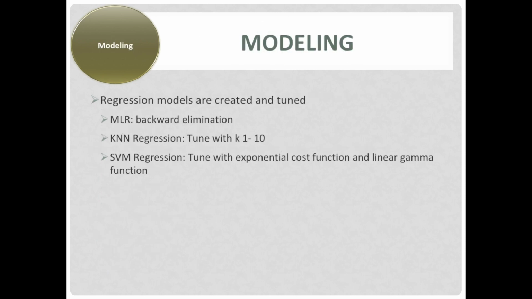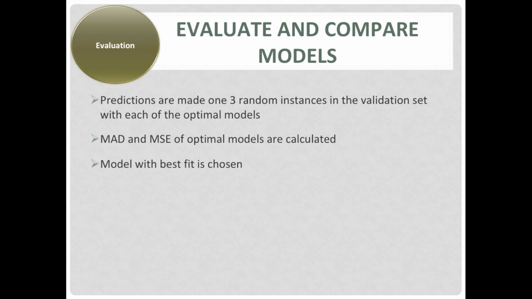But just to round out the rest of the process before we go into our notebooks is the modeling stage. So specifically multiple linear regression using backward elimination, KNN tuned with a K through 1 through 10, and SVM tuned with an exponential cost function and linear gamma function, and that'll be much more clear in a second. And then finally, evaluation and comparing the models.